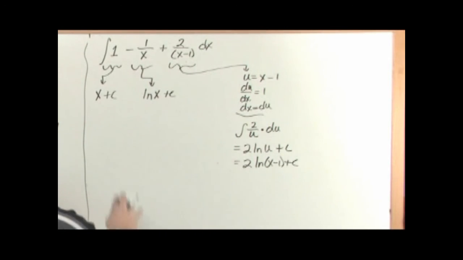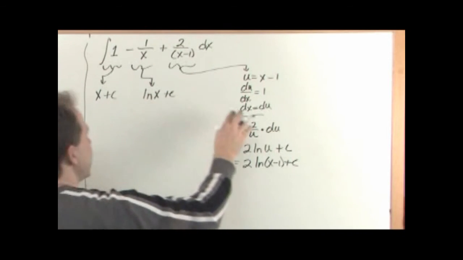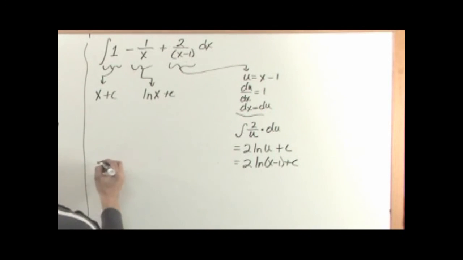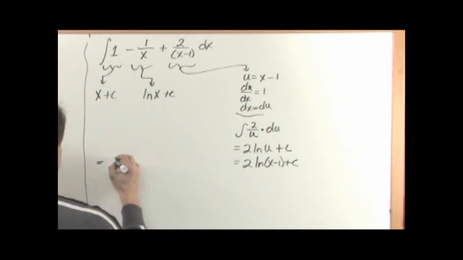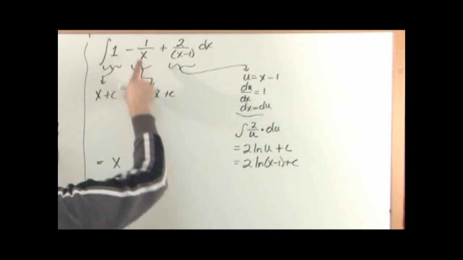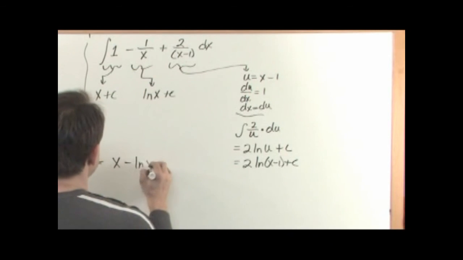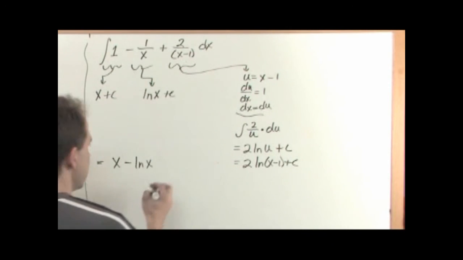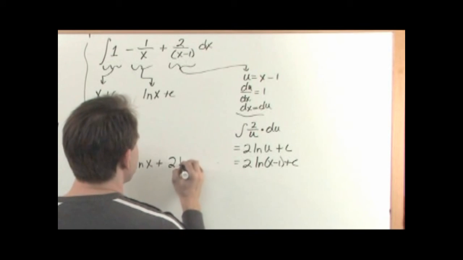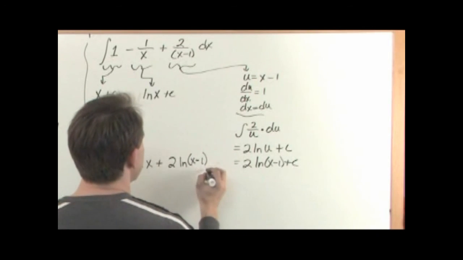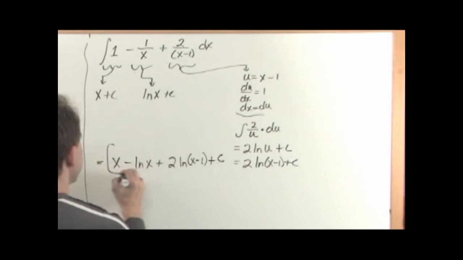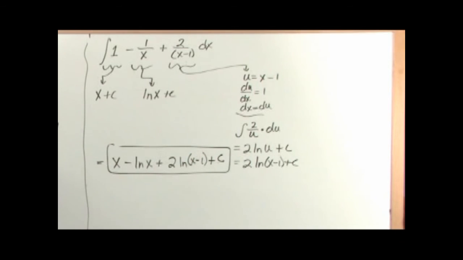Okay, so here we have the integral of this, the integral of this, and the integral of this, and now we can just put it all together. The total answer is going to be x minus natural log of x. Never forget your signs, okay? Plus 2 times natural log of x minus 1 plus a constant. This is the final answer. We just did our different parts here. So it was x minus natural log of x plus 2 times natural log of x minus 1 plus a constant.